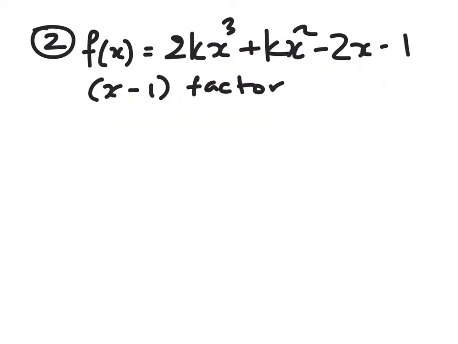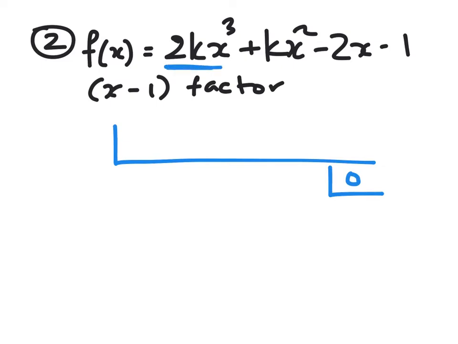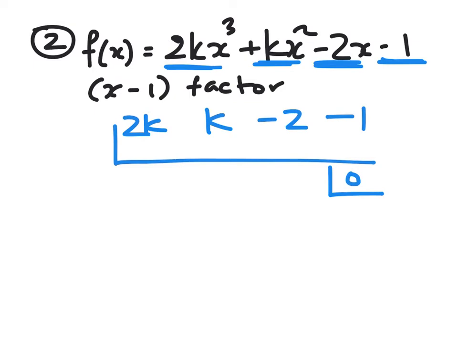For question 2, if we know that x minus 1 is a factor, then we know that the remainder has got to be 0, because you can't have factors if you've got remainders, so we know the remainder must be 0. So the coefficients, what's in front of the x cubed? 2k. What's in front of the x squared? k. What's in front of the x? Negative 2. What's the number at the end? Negative 1. What number are we putting in at the start? We're putting in a 1.